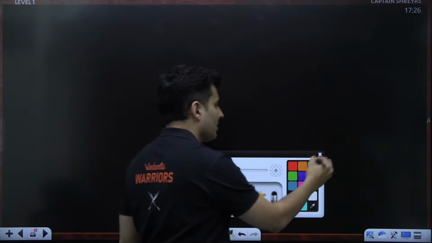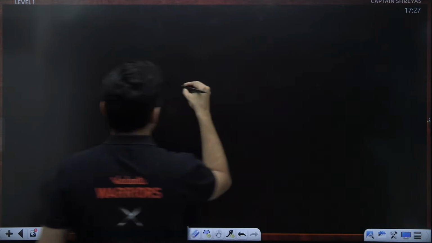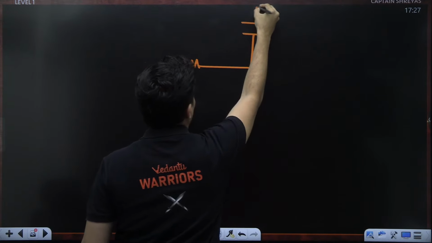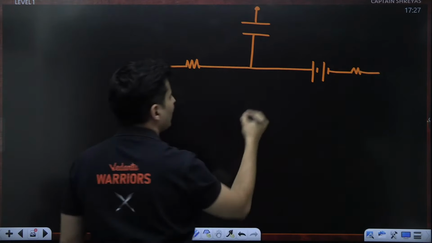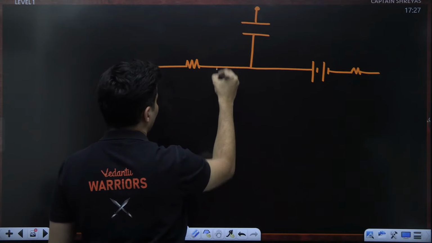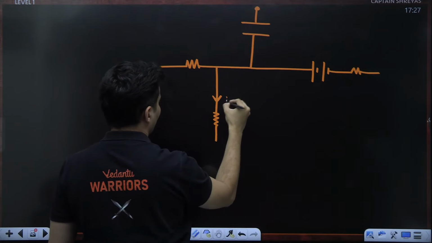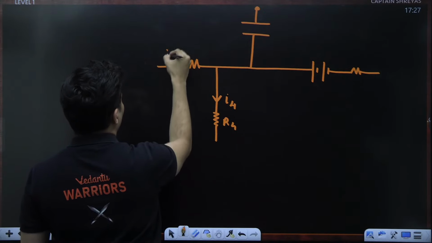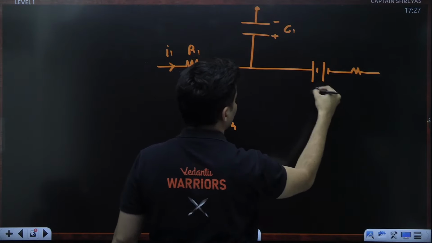Now, sometimes what people do is, whenever you have circuits, you can also do one more smart thing. Imagine there is something over here, something over here, and I don't know, a battery, some resistor. Something, and all you can keep. Let's say this is I4, this is R4. Let's say this is I1, this is R1, this is positive, this is negative, this is C1, this is E1.